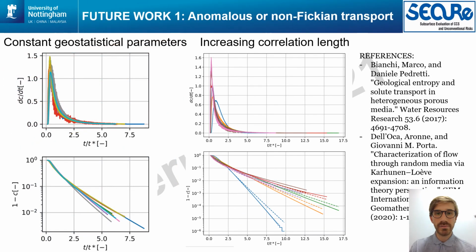These preliminary results show breakthrough curves from a set of three-dimensional transport simulations run on pluri-Gaussian permeability fields. Here are the impulse response and cumulative breakthrough curve. We can compare realizations with identical geostatistical parameters on the left, where deviations from the exponential trend are caused by stochastic realization, and analyze trends while changing, for example, correlation length on the right.